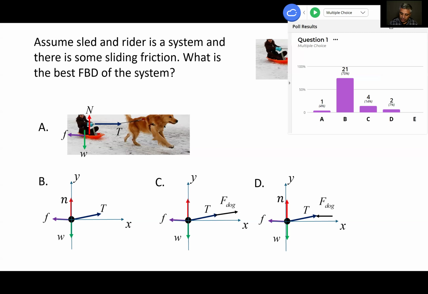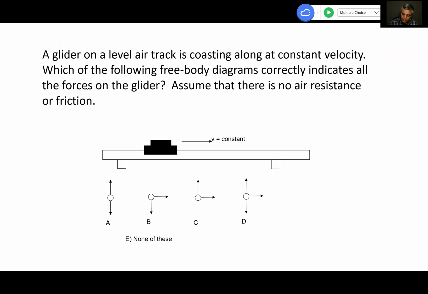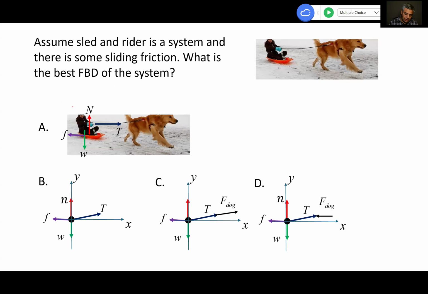Okay, let's see what we got. So mostly B, and that is the correct answer. So A is close, but see, we did not replace our system, our object of interest, by a dot. So here we have done that. And why are these not correct?